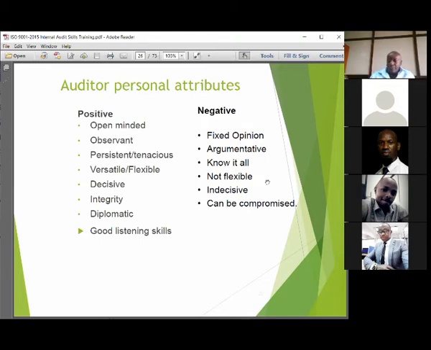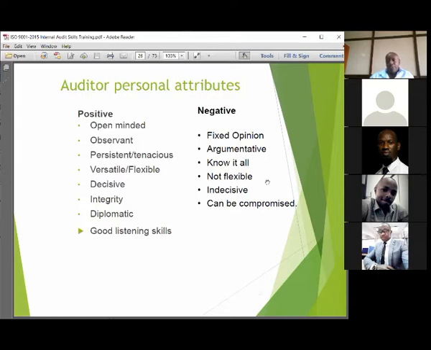Don't have a fixed opinion. That is a negative part of it. There are people who have fixed opinions. If it's not done this way, if the policy statement is not on the website, that's a nonconformity. But there are many ways of communicating the policy statement. There are many ways of doing things. So just first understand, then ask yourself, is it effective? Is it delivering? Is it giving the desired result? Then you should not worry.